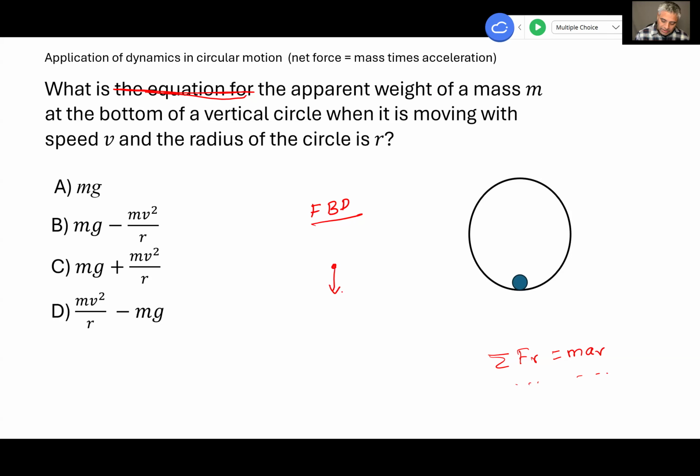So weight is always vertically down, but this time the normal force is up because it is being supported by this side here. So the normal force is there, okay? And it does not talk about friction force or anything like that. So there are only two forces acting there. Now the center of the circle is over here. So that means acceleration is pointing in that direction. Which acceleration? The radial acceleration that we are interested in. So radial acceleration is pointing up.